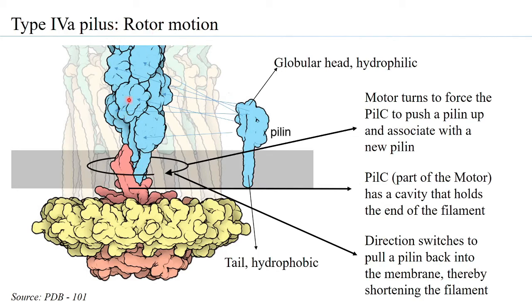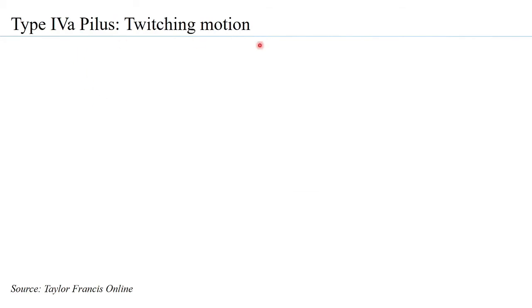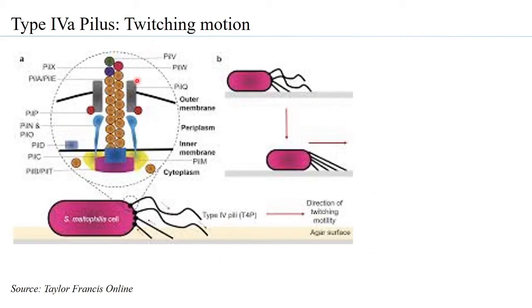Now let us understand the twitching motion that is associated with the type 4a pilus. A study has shown the entire molecular mechanism, which we are not going to go into, but we will just understand the overall twitching motion. As one can observe, this is the bacteria and these are the pili that have been extended. The extended pili, through the tip, are able to adhere to the surface.